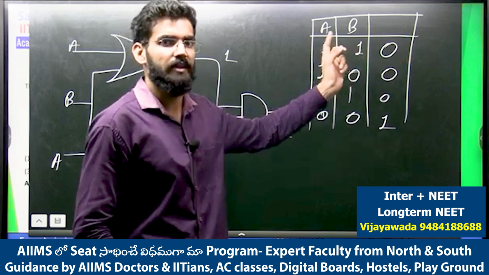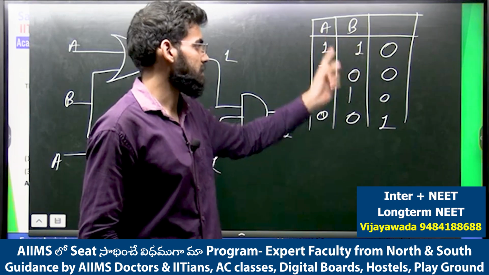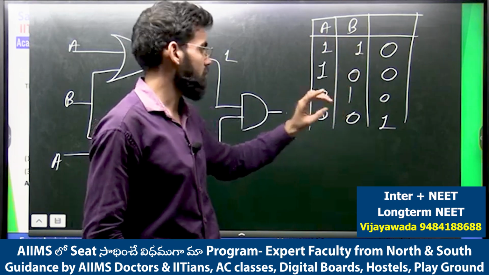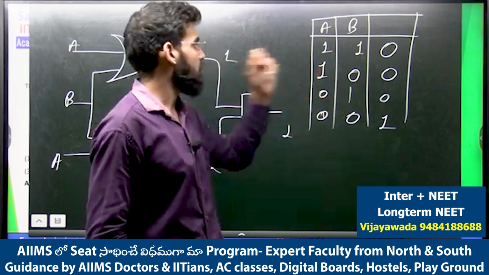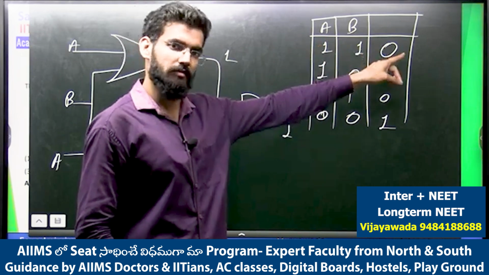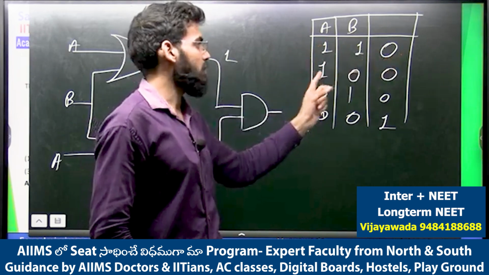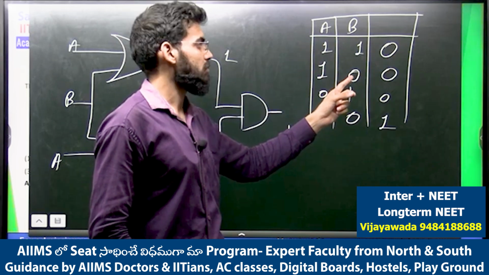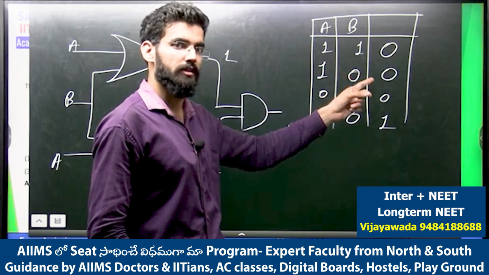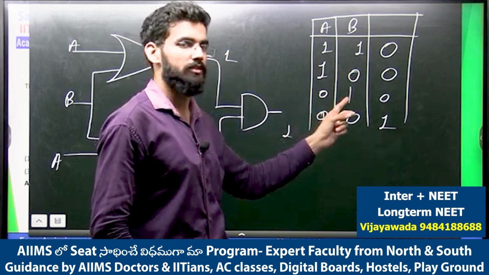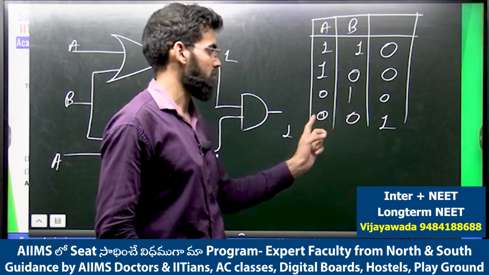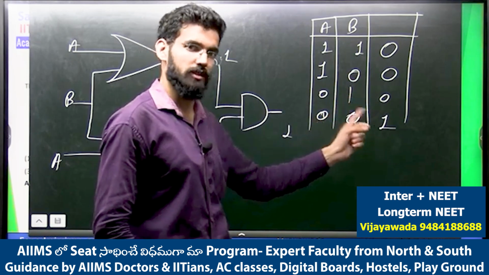If I see the OR gate, it is exactly the opposite of it. 1, 1 should give me 1, but he gave the opposite. 1, 0 should give me 1 according to the OR gate, so he gave the opposite. 0, 1 should give me 1, so again opposite. 0, 0 should give me 0, but he gave 1.